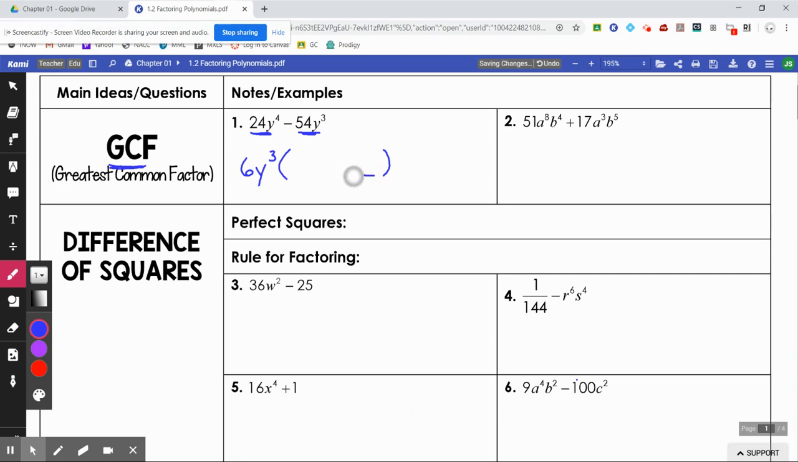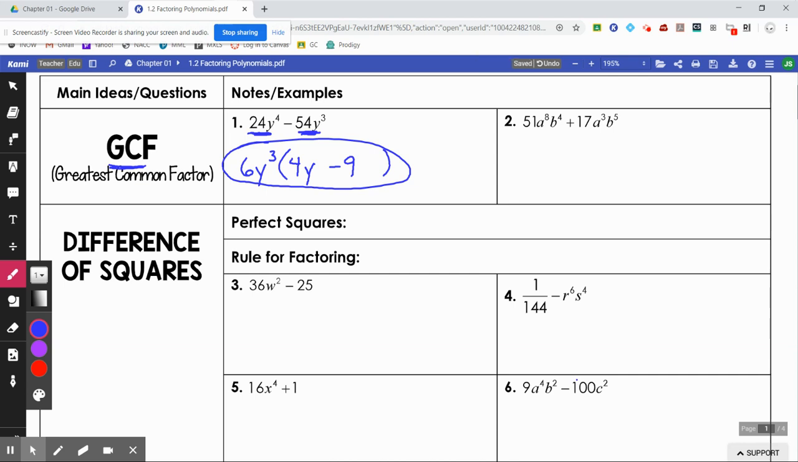So we start with our 6, and we say 6 times what will give us our 24 would be a 4. Then we count our y's. We need 4 y's. We have 3 on the outside, so we put 1 more on the inside. 6 times a negative 9 would give us our negative 54. We count our y's. We need 3 y's. They're all on the outside, so we're done.